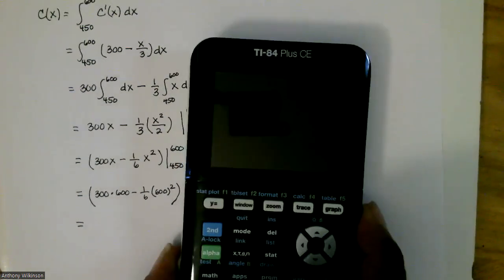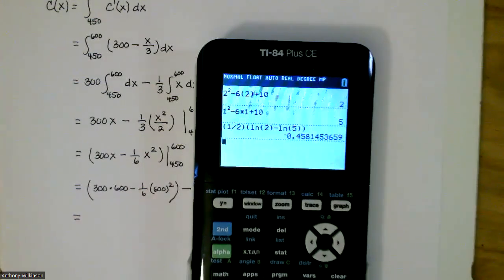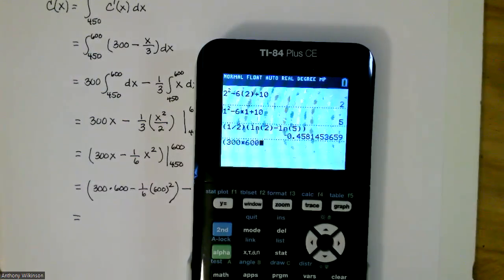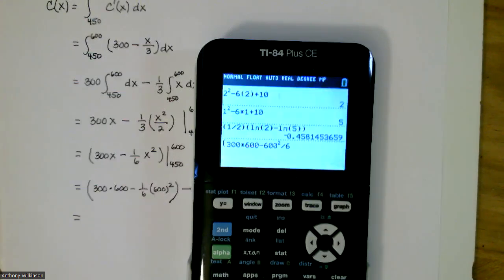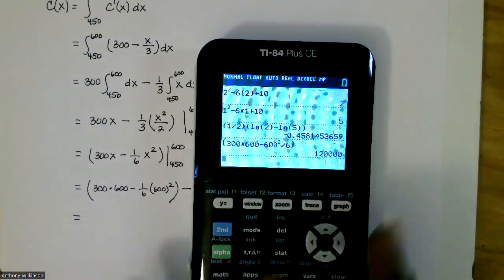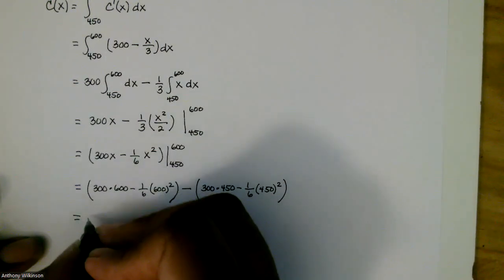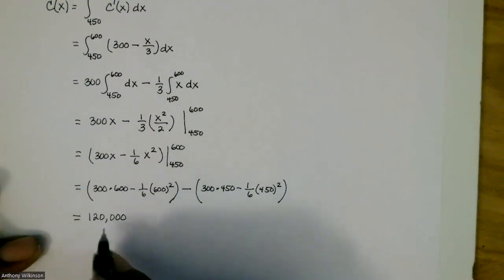So here I'm going to focus on the first part, and then minus the other part. This can be done in the calculator. So I'm going to have, in parentheses, 300 times 600 minus 600 squared, divided by 6, because 1/6 is like dividing whatever I get by 6. That's going to be 120,000. So this first part right here is 120,000.